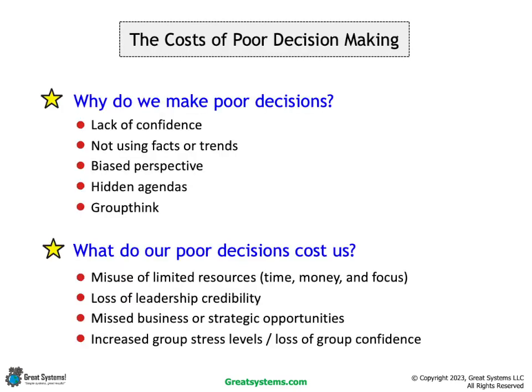The costs of poor decision making. Why do we make poor decisions? What do our poor decisions cost us? Some would say that the main thing leaders get paid to do is make decisions, make choices. If that's the case, one would think that we would have better approaches in place for measuring decision effectiveness. We appear to be assuming that if leaders make the wrong decisions, the outcomes will be reflected in the performance measures for the organization. Unfortunately, this assumption is flawed.